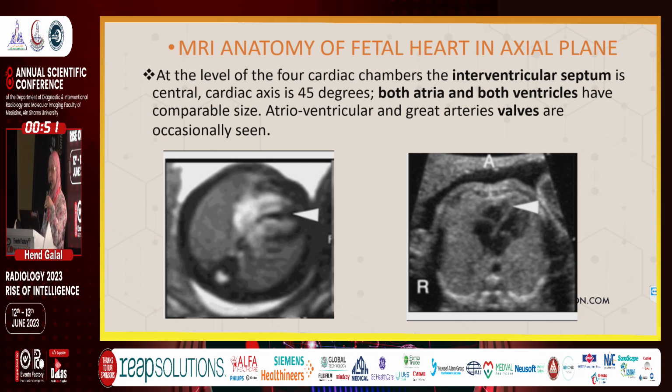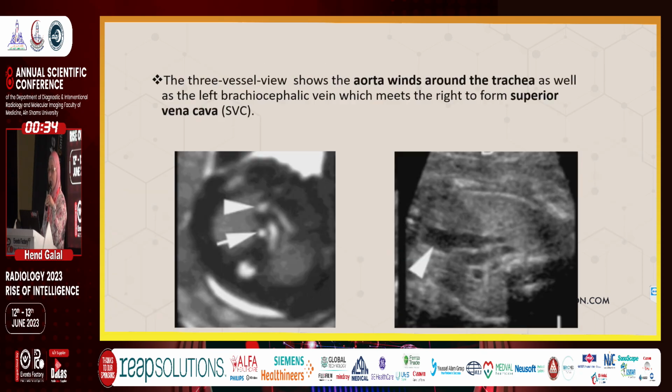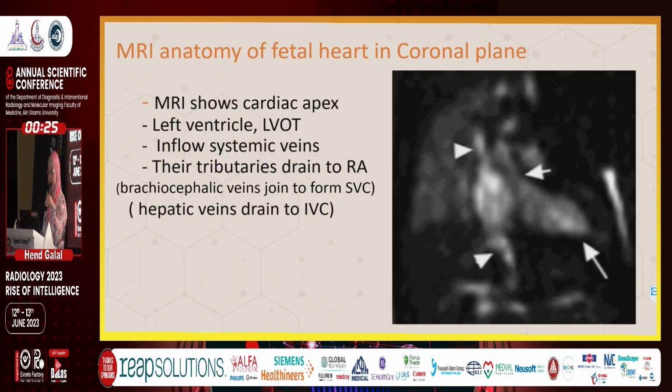So we can see the comparative images between fetal echo and fetal cardiac MRI. In an axial plane we can see the interventricular septum, both atria and both ventricles, also the left ventricular outflow tract, right ventricular outflow tract, and bifurcation of the main pulmonary artery. Also in the upward level 3 vessel view, we can see that fetal cardiac MRI is highly informative.